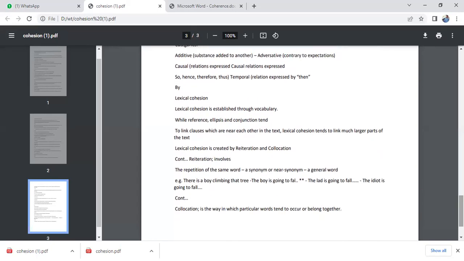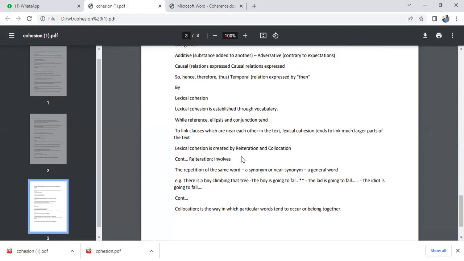Lexical cohesion is established through vocabulary, while references, ellipses, and conjunctions tend to link clauses which are near each other in a text. Lexical cohesion tends to link much larger parts of the text. Remember, conjunctions, ellipses, and references link some of the clauses, some of the phrases, but lexical cohesion links larger parts of a text.